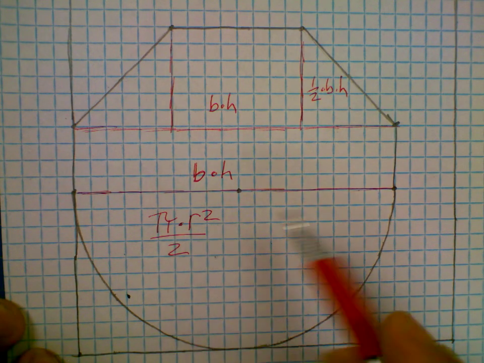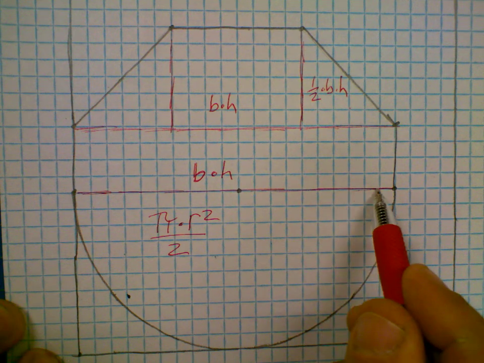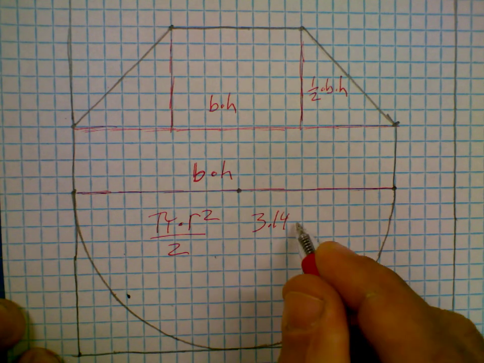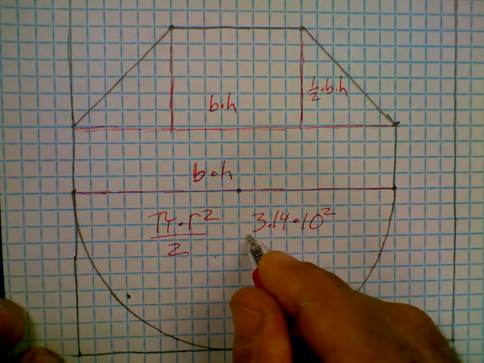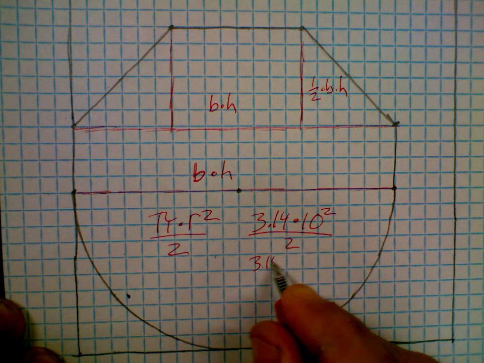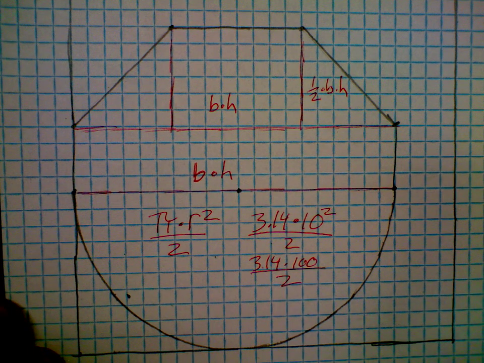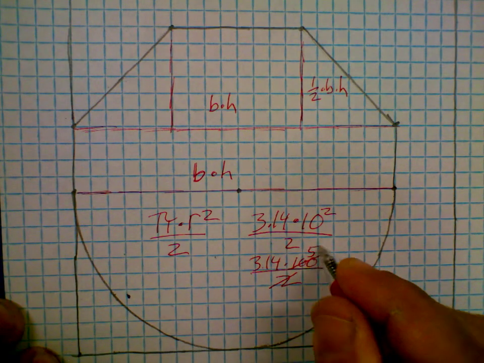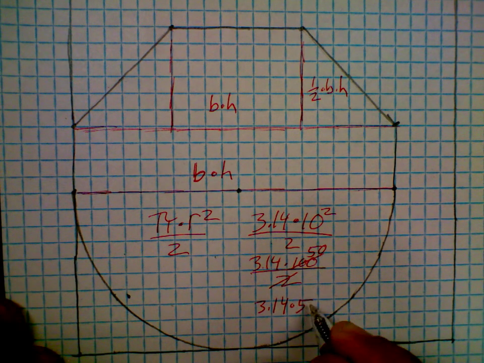Pi times the radius squared. The radius is half the diameter of a circle. So from there we go 1, 2, 3, 4, 5, 6, 7, 8, 9, 10. So pi, we're going to use 3.14 times the radius, 10 squared. And of course, this is half a circle, so we'll divide that by 2. Pi times 10 squared is 100, divided by 2. We can divide the 2 out, and then the 100 becomes 50, and we're left with 3.14 times 50.